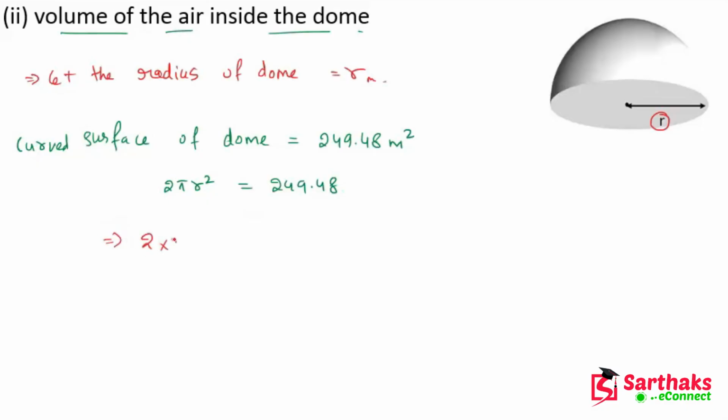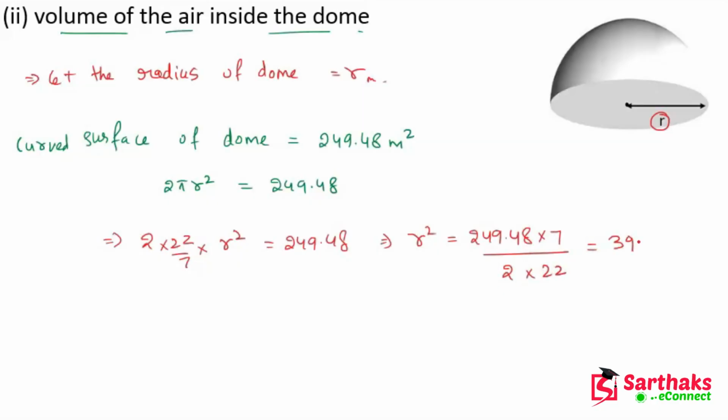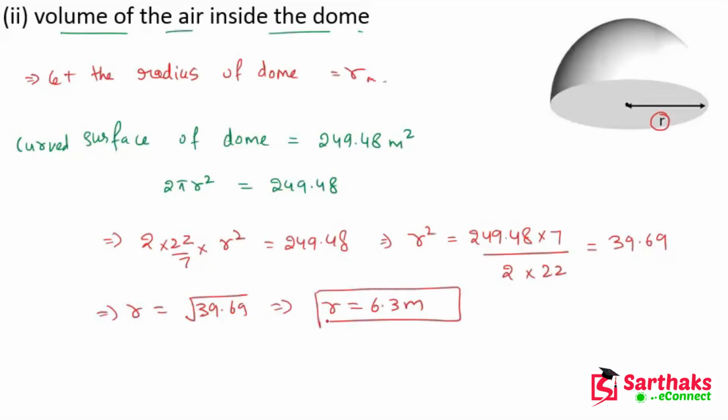So 2 into 22 upon 7 into r square is equals to 249.48. So r square is equals to 249.48 into 7 divided by 2 into 22. After solving this we get 39.69. Now we can easily find radius. So r is equals to under root 39.69. After solving this we get r is equals to 6.3 meter. I hope you understand these things.